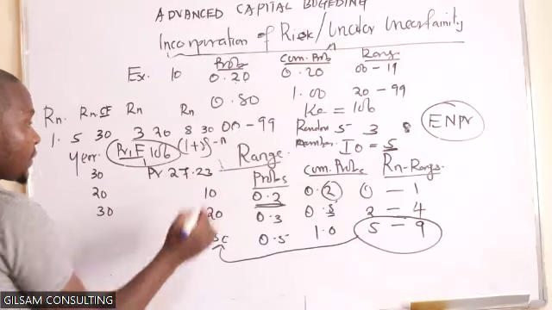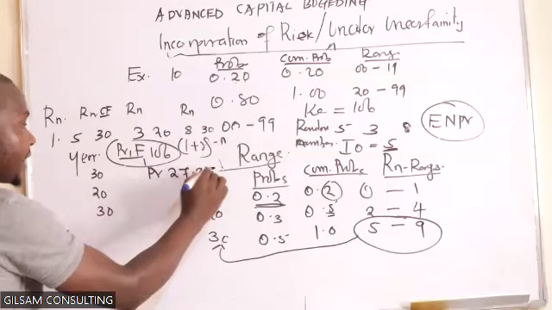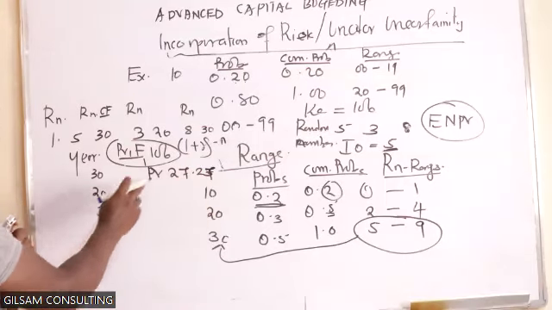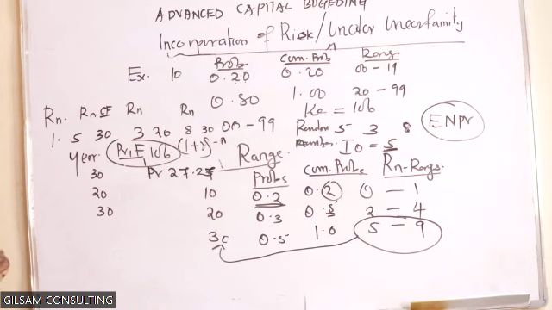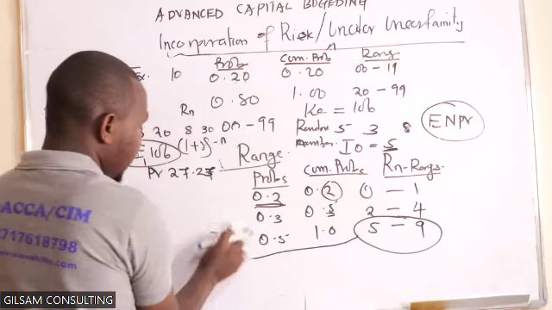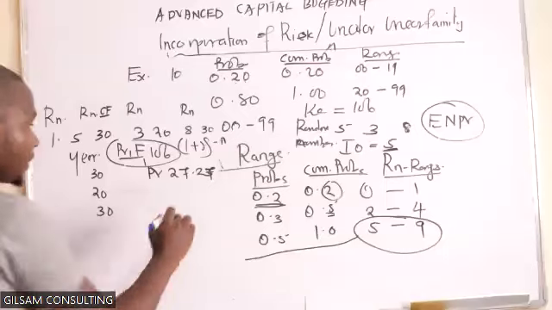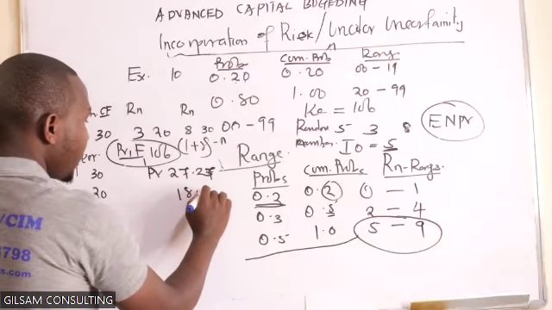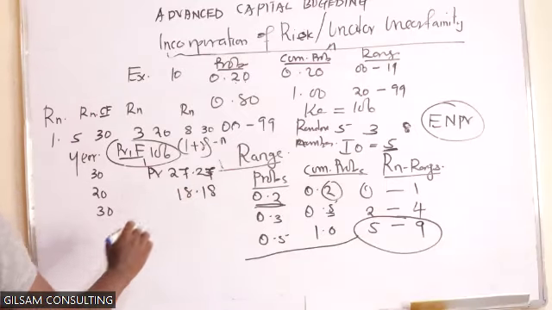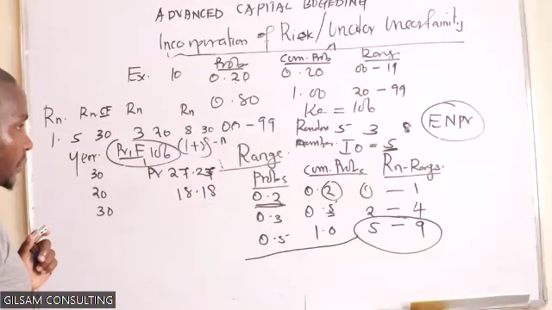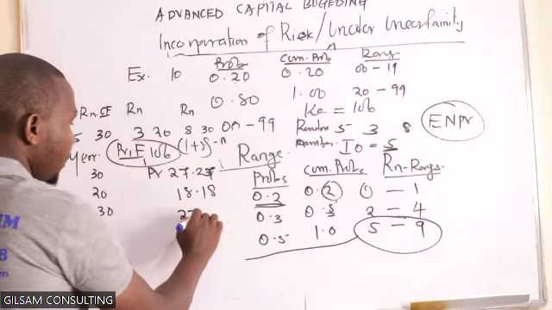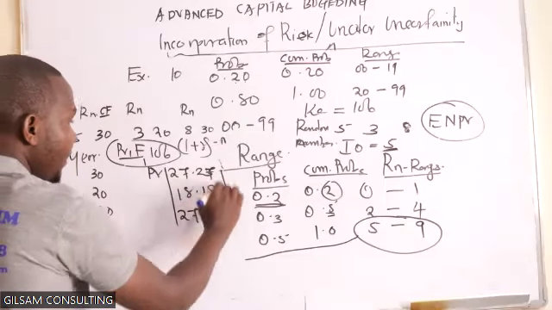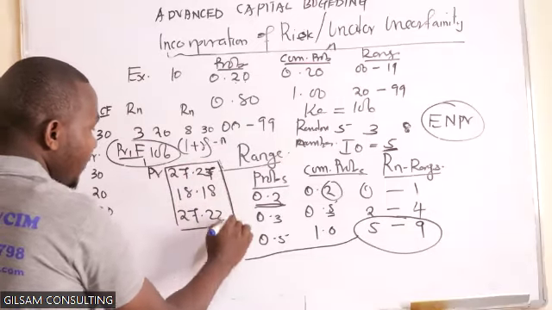27. The second one, the same discounting factor, 0.9091 times 20, gives 18.18. The last one, 30 times 0.9091, gives 27.27. Now you have gotten now the present values, right?